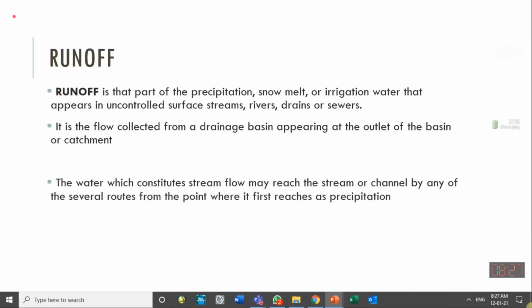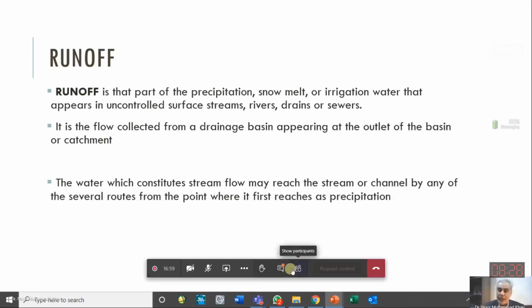क्या फर्क क्या पड़ेगा दोनों में? If you are the modeler, if you are making some equation or some computer program, what do you think? How is precipitation conversion into runoff different from snow conversion into runoff? फर्क क्या पड़ेगा? वॉल्यूम में फर्क पड़ेगा या टाइम में फर्क पड़ेगा या किस चीज में फर्क पड़ेगा?